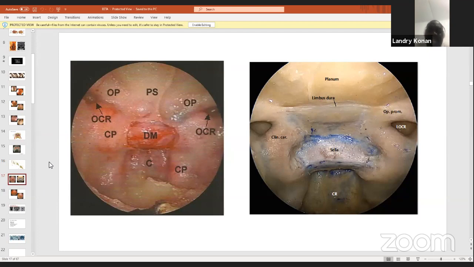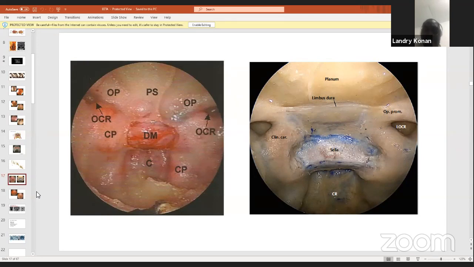Okay, so when you get inside the sphenoid sinus, you should look for those landmarks. The first landmark that you should see is the floor of the sella. Here the floor is removed, and DM just means dura mater. Below the sellar floor is the clivus. Above the sellar floor, in the midline, is the planum sphenoidale. Laterally to the planum sphenoidale, you have the optic prominence. And laterally to the sella, you have the carotid prominence. Between the carotid prominence and the optic prominence, you have what you call the opticocarotid recess, OCR, for the optic nerve and carotid. So you should always look for this.